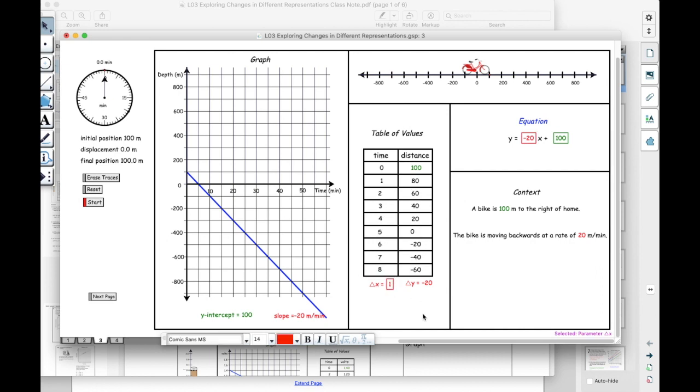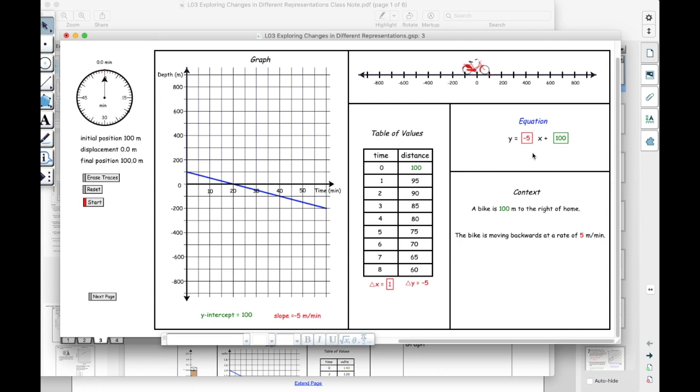If I put a 1 there, maybe you can see that easier if we just leave that as a 1 now. Dropping by 20 each time. And what happened now, this has changed to the bike is moving backwards at a rate of 20 meters per minute. So what will happen if I change this to negative 5? What's going to happen to the line? What will happen to the table? What will happen to the context? And again, if you need more time to think, please feel free to pause. I'm going to hit enter now.